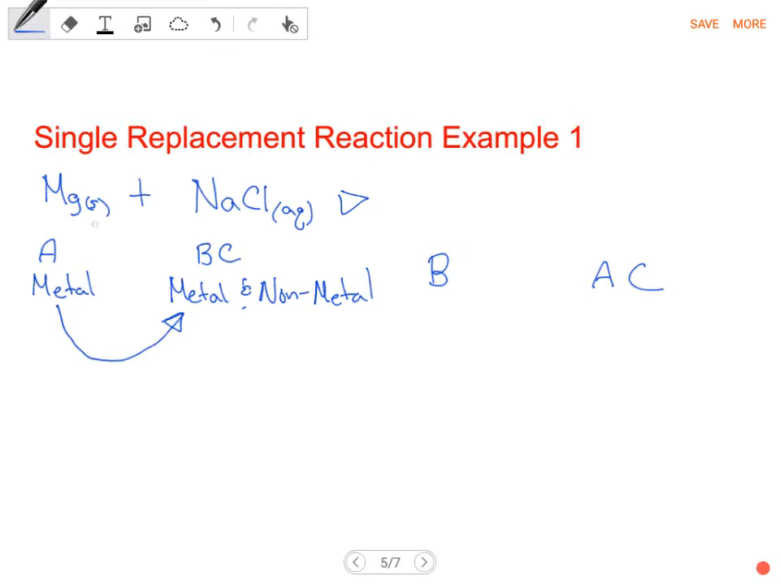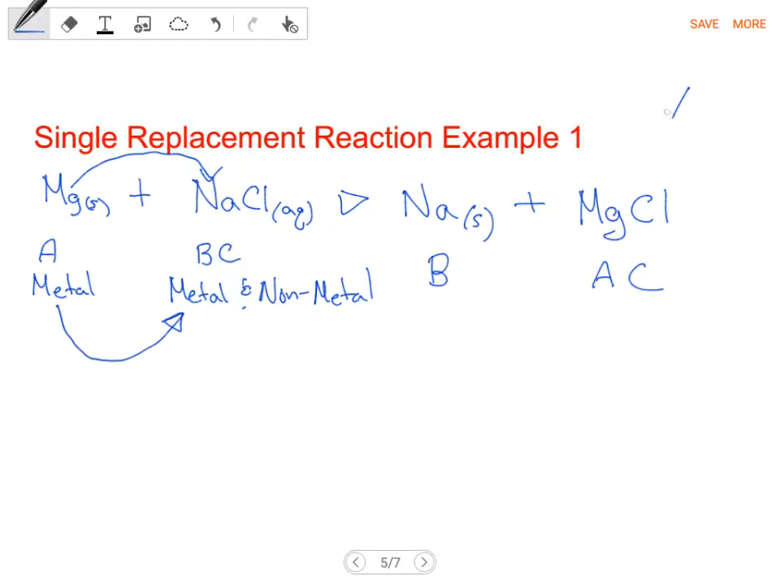So if you go over here, what's by itself now? This magnesium came and replaced sodium. So sodium should be by itself. And what's come together now? The magnesium and the chlorine. And you always write the metal first. So it should be MgCl. Couple of things here, everybody. Please remember, sodium is a metal. It gets a state of solid.